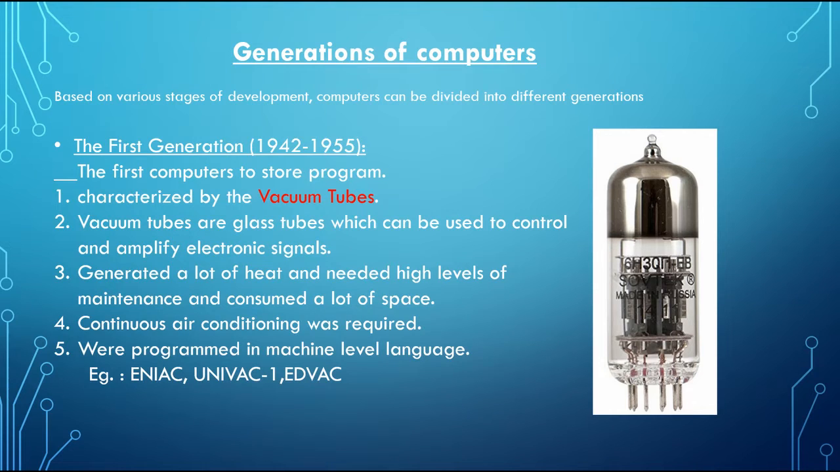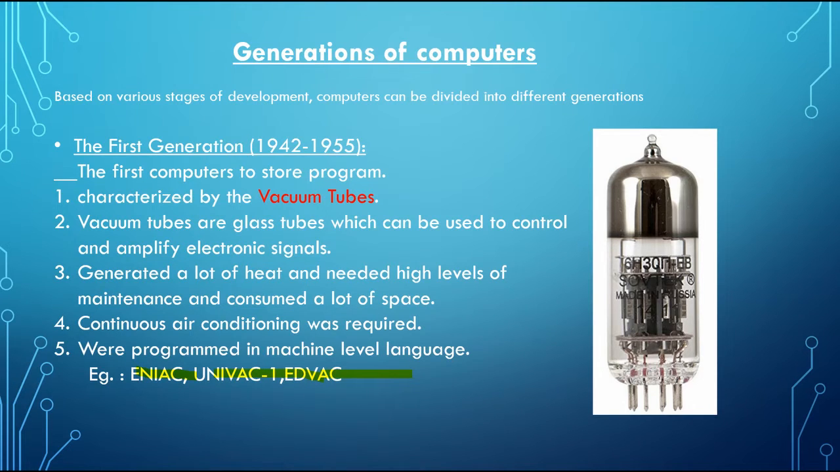They were characterized by vacuum tubes. Vacuum tubes were basically glass tubes which were used to control and amplify electronic signals. They worked similar to transistors, not exactly like transistors. They generated a lot of heat and often required a lot of maintenance. They were unreliable and needed to be continuously cooled. They were programmed in machine level language, and the first computers to run on vacuum tubes were the ENIAC, UNIVAC 1 and EDVAC.